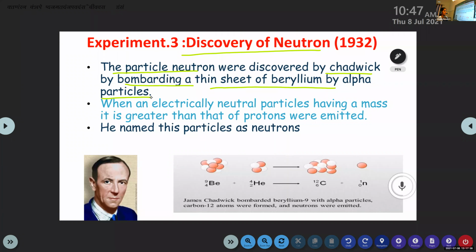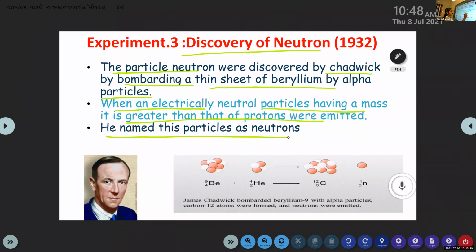You know that beryllium belongs to one element, right? Using alpha particles, he bombarded a thin sheet of beryllium. Electrically neutral particles having a mass greater than that of protons were emitted from that beryllium sheet. He named these particles as neutrons. Clear? So this particle neutron was discovered by Chadwick by bombarding a thin sheet of beryllium by alpha particles.